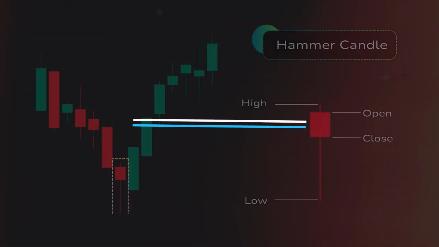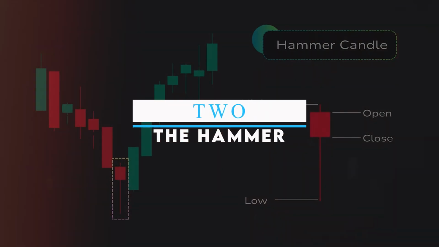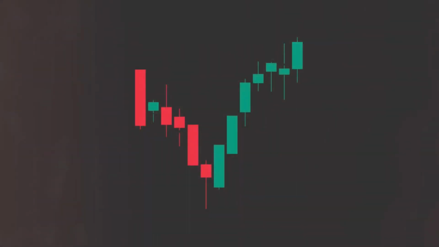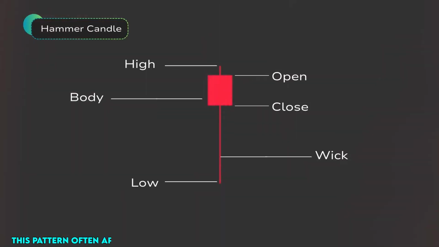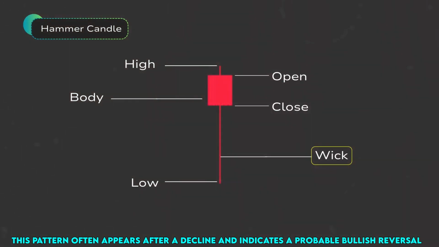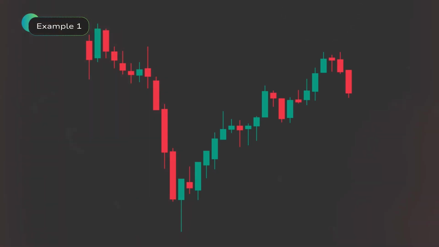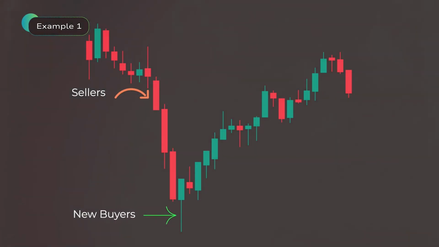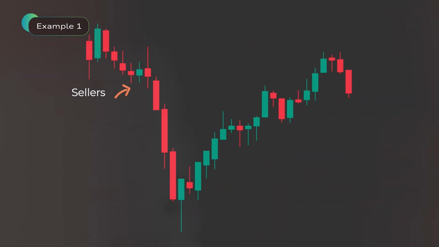2. The hammer candlestick design features a little body toward the top and a lengthy lower shadow, similar to a hammer. This pattern often appears after a decline and indicates a probable bullish reversal. The extended lower shadow suggests that sellers pushed the price down during the session, but buyers were able to drive it back up, indicating buying pressure.